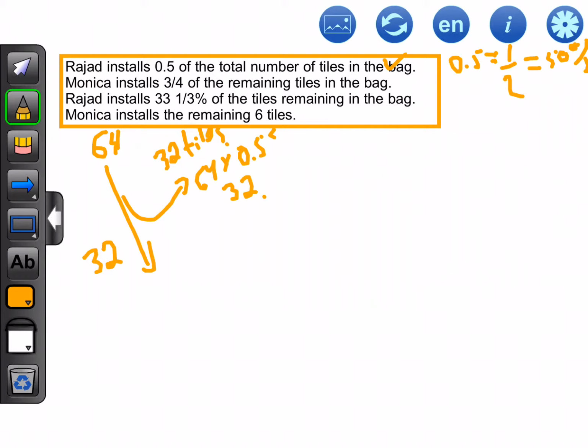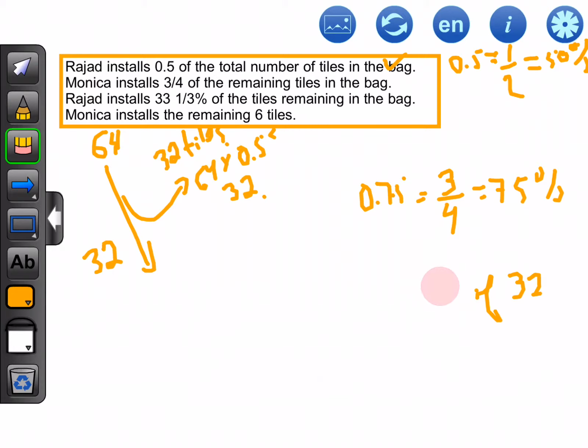Okay? And then Monica installs 3/4 of the remaining tiles in the bag. Now 3/4 you can think of as 75% or as 0.75, whatever makes you happy. So right now I need to know what 3/4 of 32 is, and I can change that to what is 75% of 32. Or I can multiply 0.75 times 32, and that is going to give me 24 that are being installed, and well, that's not right. 24 that are being installed and 8 that are left in the bag.